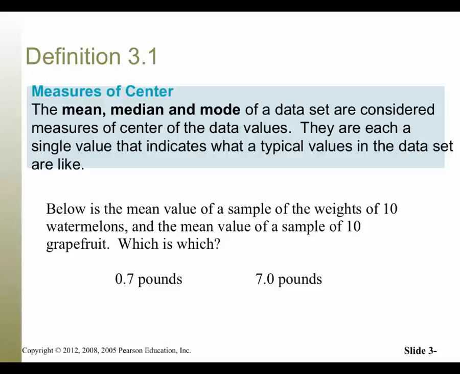Does it make sense? So you have this mean weight. It's like a very typical data value in the set. Grapefruits are around 0.7 pounds. They're less than a pound. Maybe a big grapefruit weighs a pound and a small grapefruit weighs half a pound, but they're all around 0.7 pounds, and so this measure of center gives us an idea of what the weight of grapefruit is. And then 7 pounds, this is clearly more like watermelons, right? Watermelons are heavy for fruit.